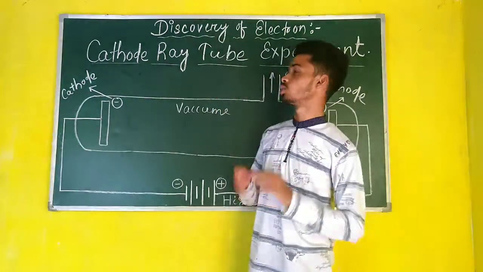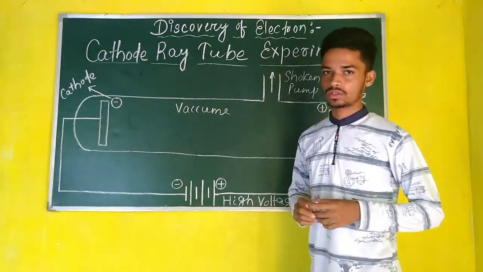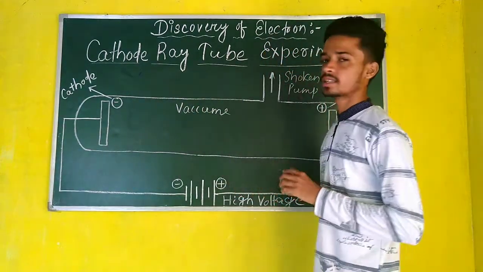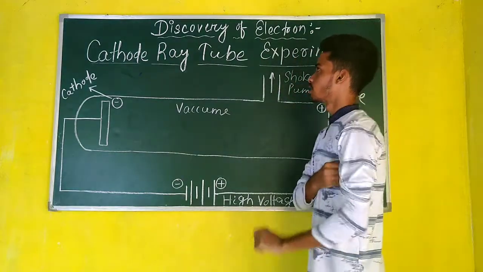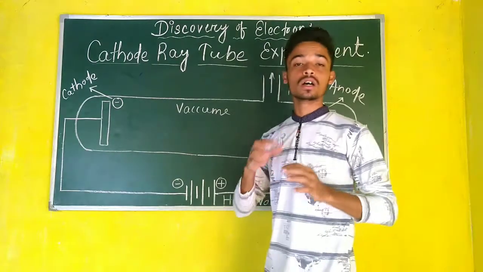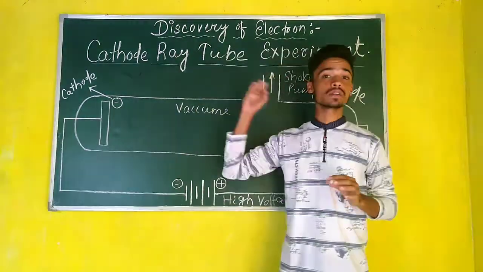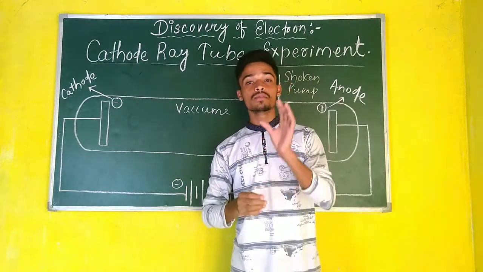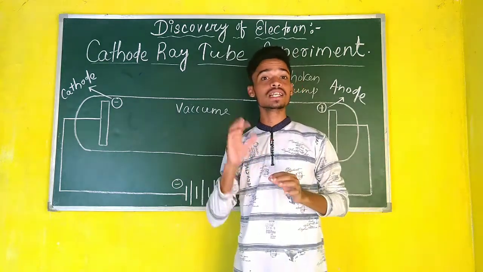So students, today we will discuss the discovery of the electron, through the cathode ray tube experiment. The cathode ray tube experiment was performed by J.J. Thomson. The electron was discovered by J.J. Thomson. J.J. Thomson used the cathode ray tube experiment and discovered the electron.